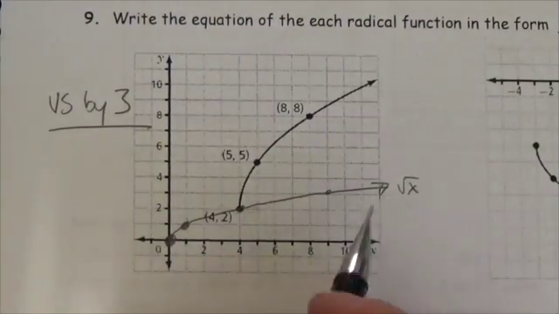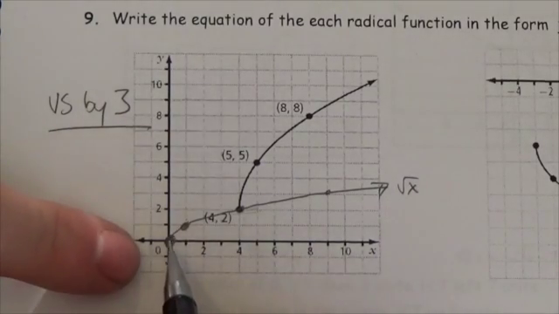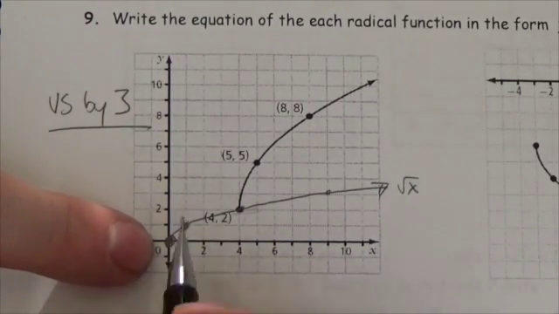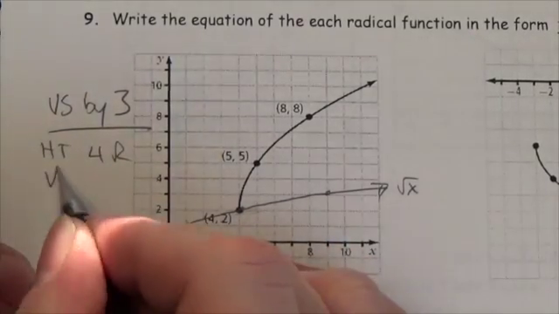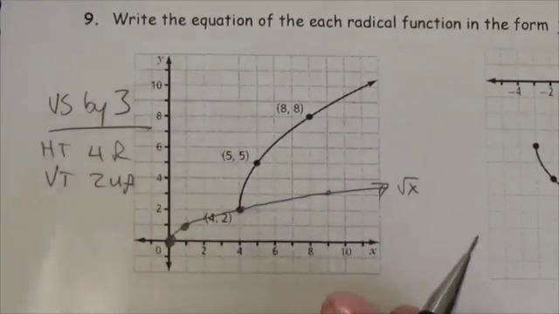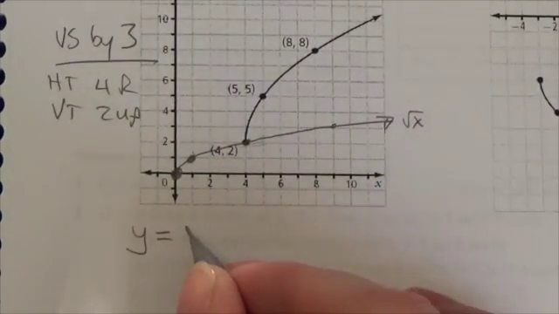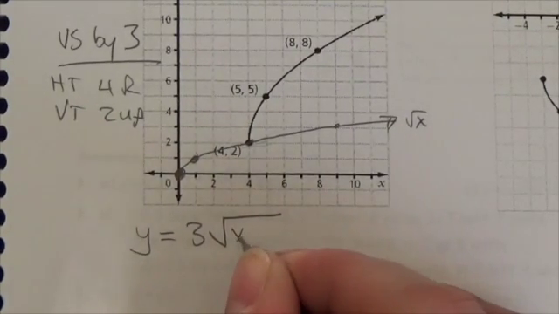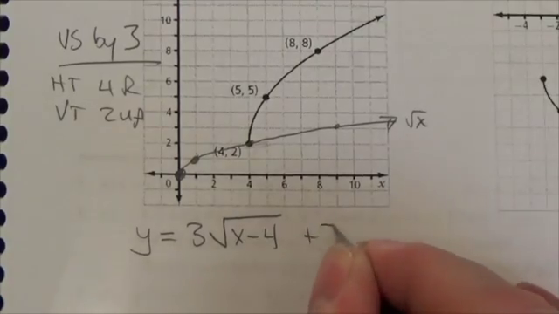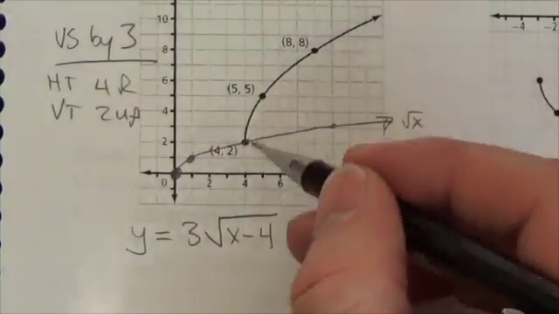There's been no reflection, nothing else here, so after that it's only translation. Now, a vertical stretch would not change the origin here. So it's been moved 4 to the right, horizontal translation 4 right, and vertical translation 2 up. So now we're going to put this into that equation. So y equals a vertical stretch by a factor of 3 will be 3 root. 4 to the right will be x minus 4, and then 2 up will be plus 2. So that's the equation for this particular radical function.